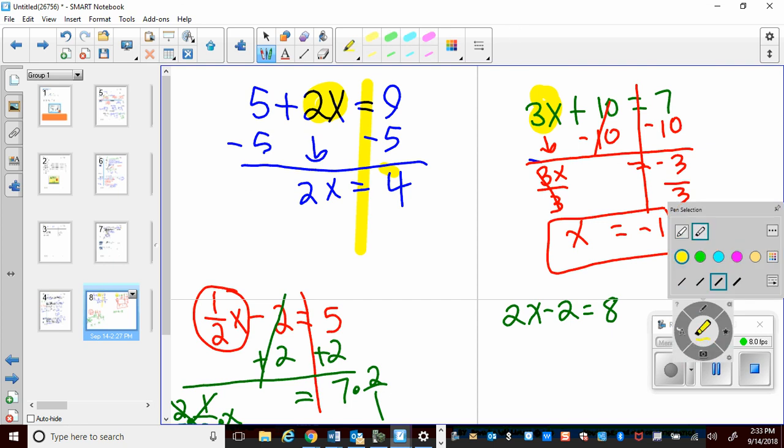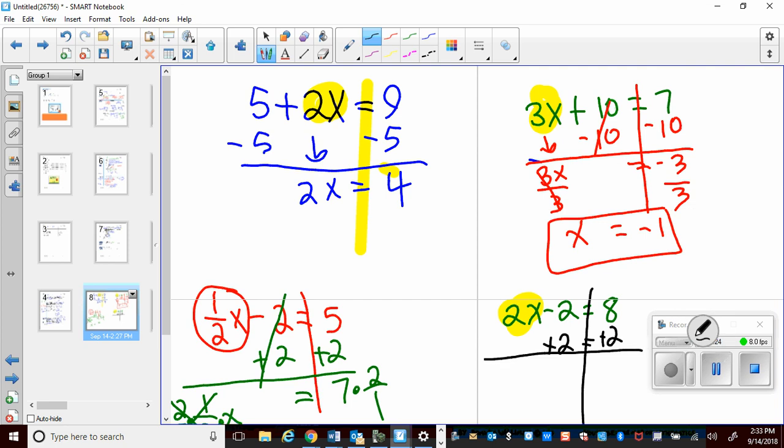Okay? Now, what did you highlight? What would you highlight here? 2x. And then you said put a line down the middle, right? What do we do to both sides? Add 2 to both sides. Perfect. 2x comes down. This goes away. Equals 10. What do you do after that? Divide by 2 all the way across.